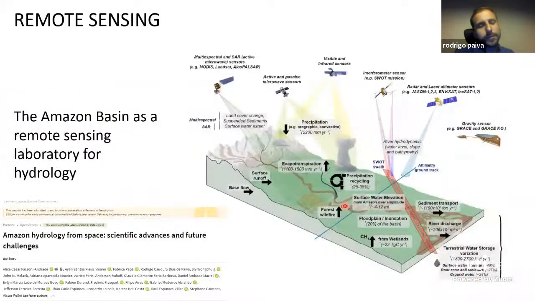And the second branch of tools that we use a lot is remote sensing. This figure is from this review paper called Amazon Hydrology from Space, Scientific Advances and Future Challenges. This is valid for the whole South America domain.